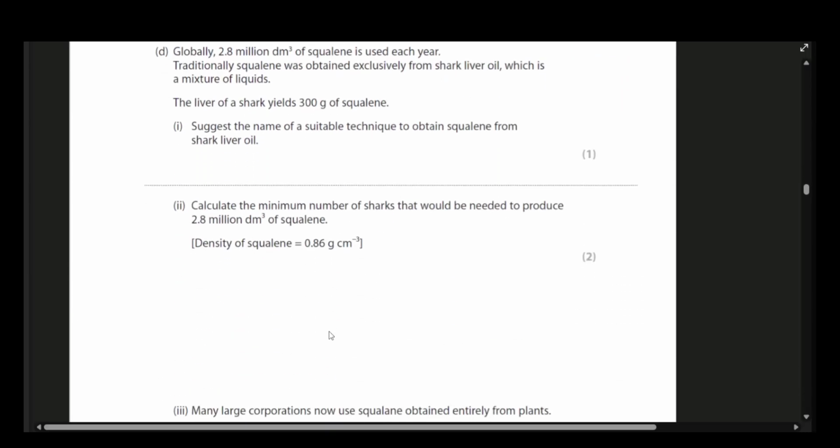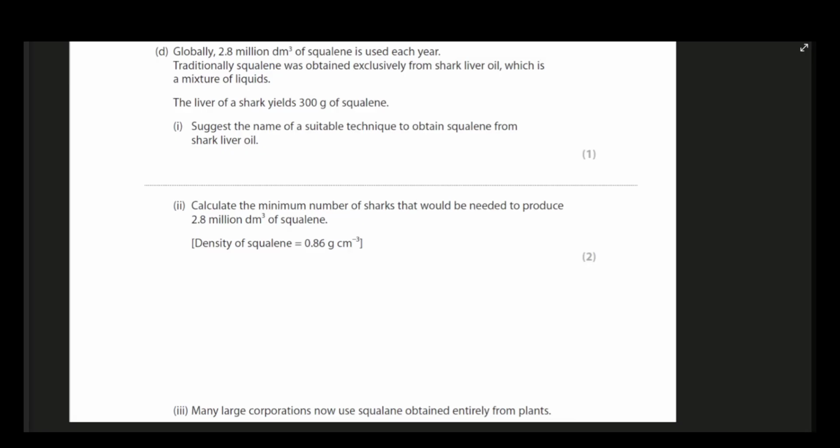Okay, moving on, the next part. They say globally 2.8 million dm³ of squalene is used each year. Traditionally, squalene was obtained exclusively from shark liver oil, which is obviously a mixture of liquids. The liver of a shark yields about 300 grams of squalene. So you need to suggest the name of a suitable technique to obtain squalene from shark liver oil.